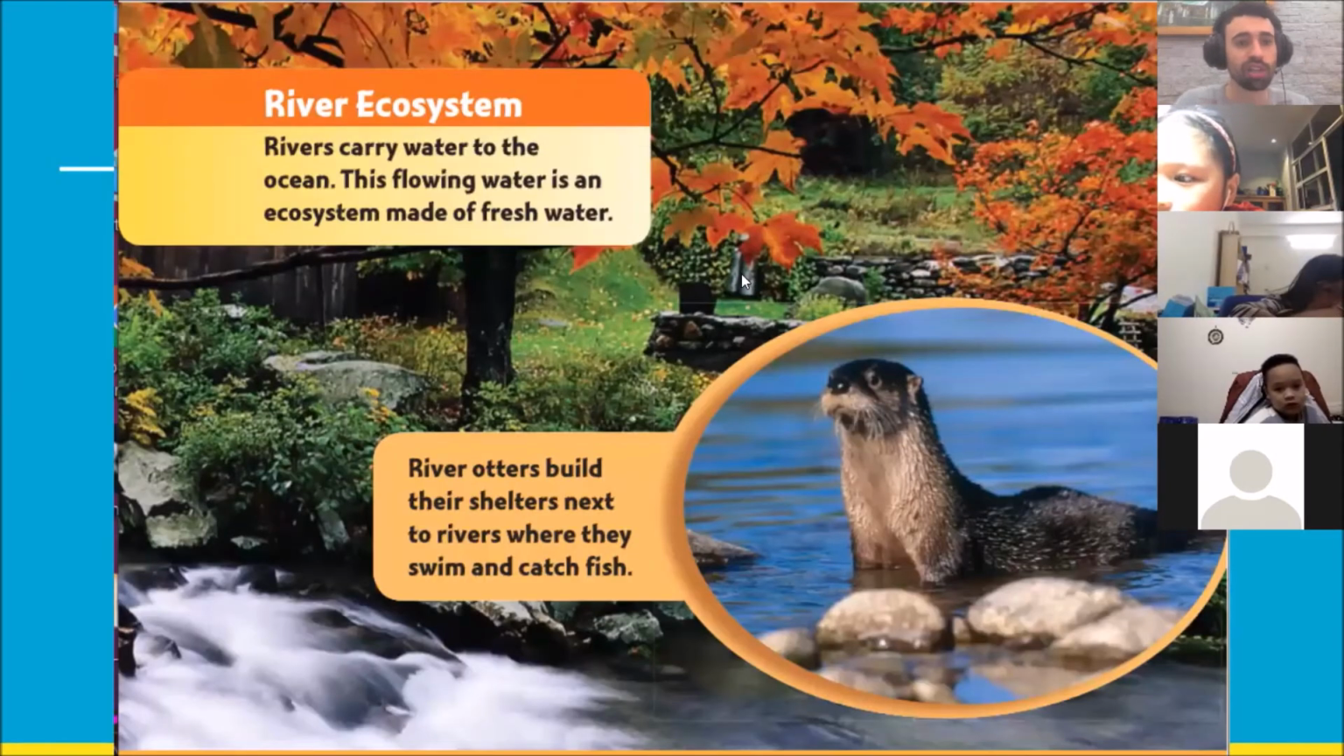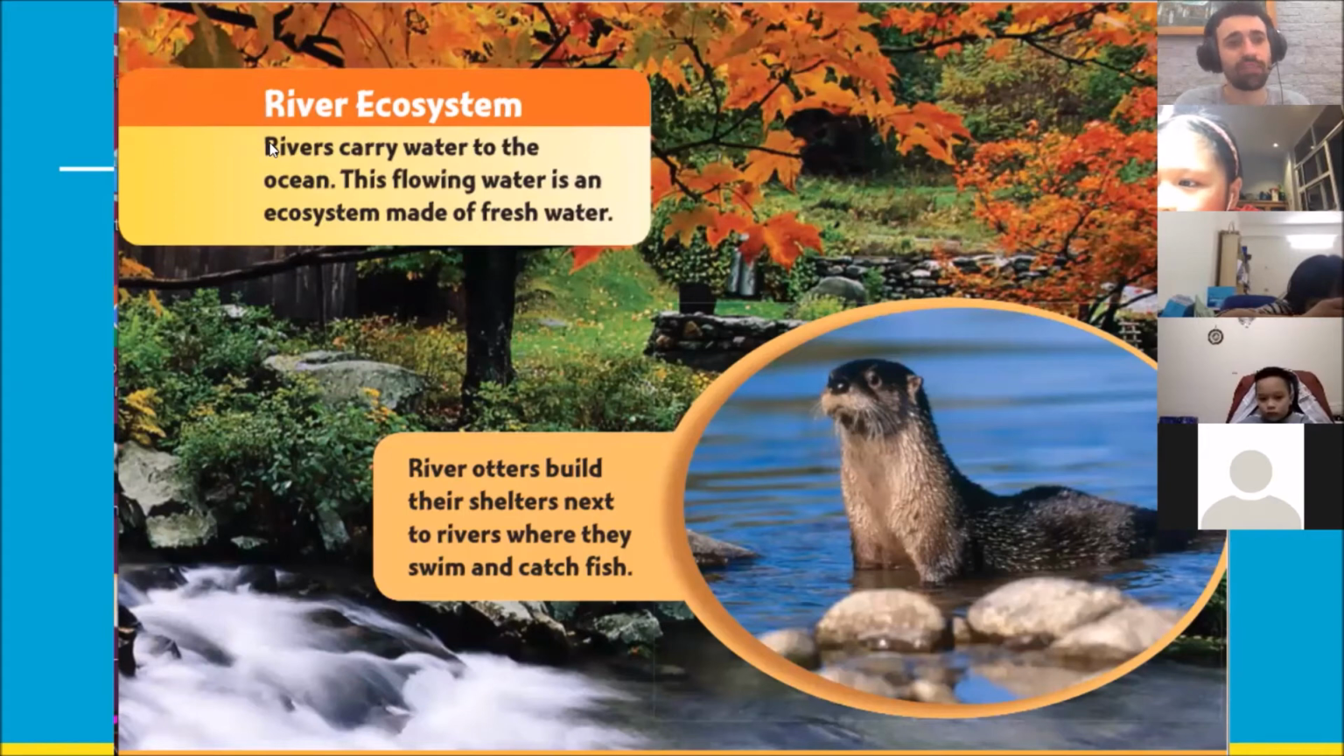Okay, but we're gonna move on to fresh water now. So I'm gonna read about rivers for you guys. So rivers carry water to the ocean. This flowing water is an ecosystem made of fresh water. So rivers are ecosystems too. River otters build their shelters next to rivers where they swim and catch fish.